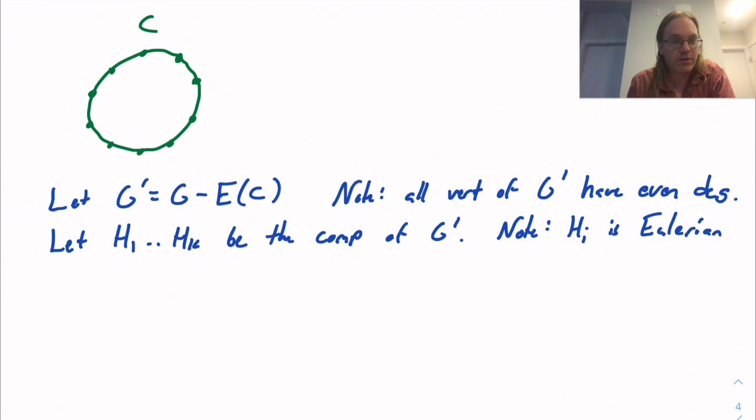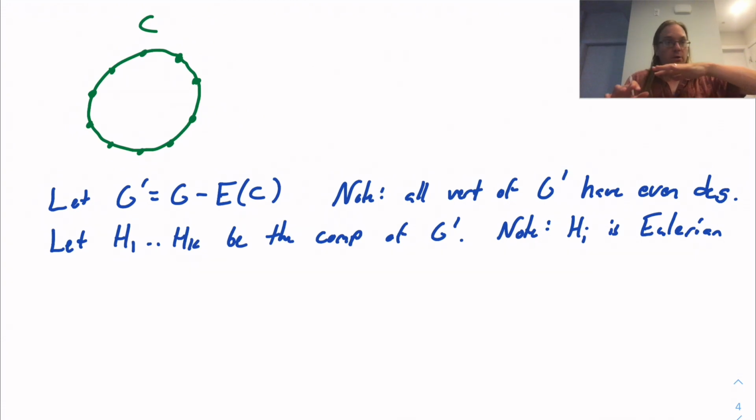Each Hi is a connected graph with all vertices of even degree. It's got fewer edges than our original, so we can apply induction to it. But this doesn't get us the Euler tour of the whole graph. Now we have to put together this information that we've gathered from these Hi's, right?